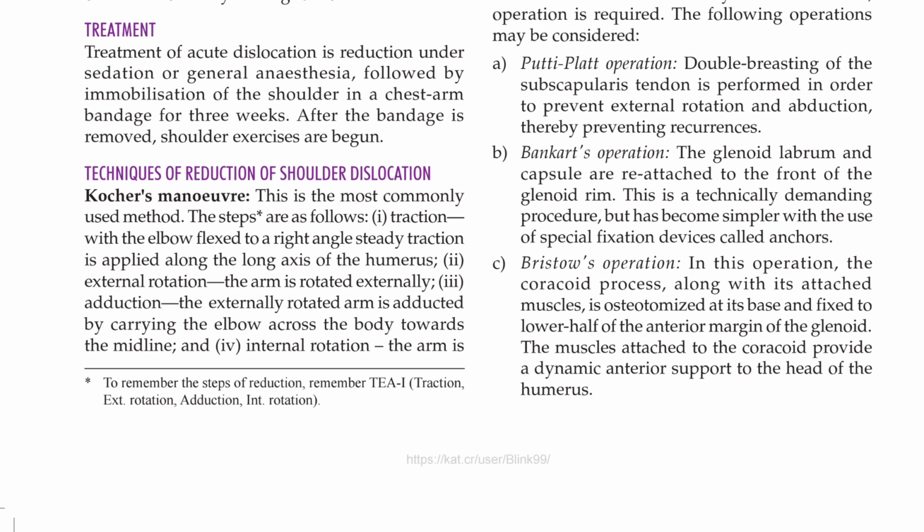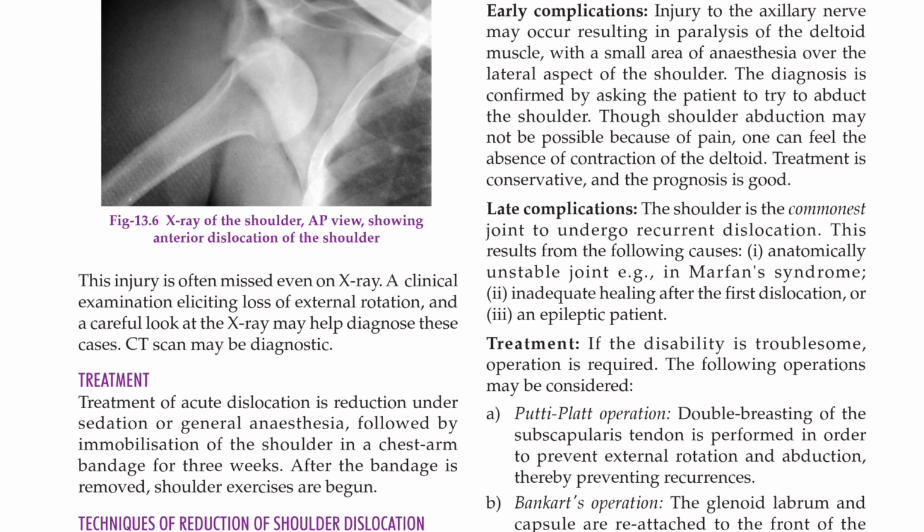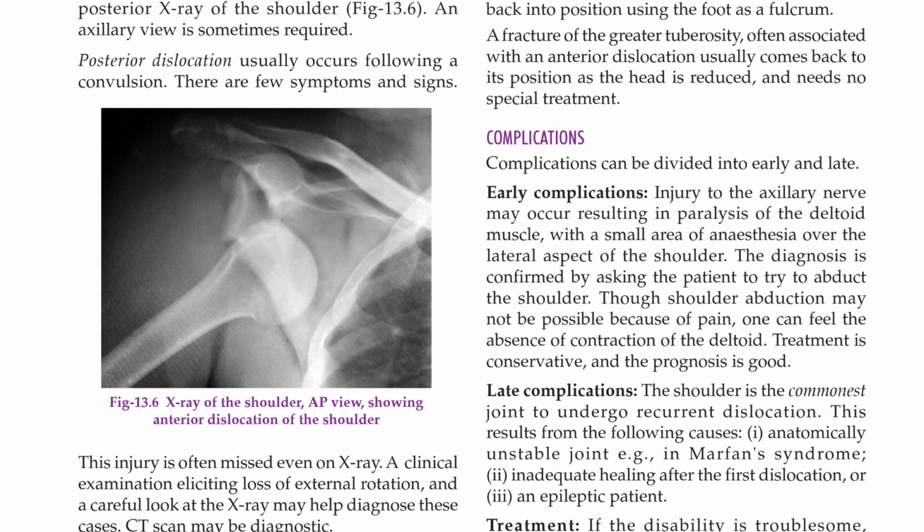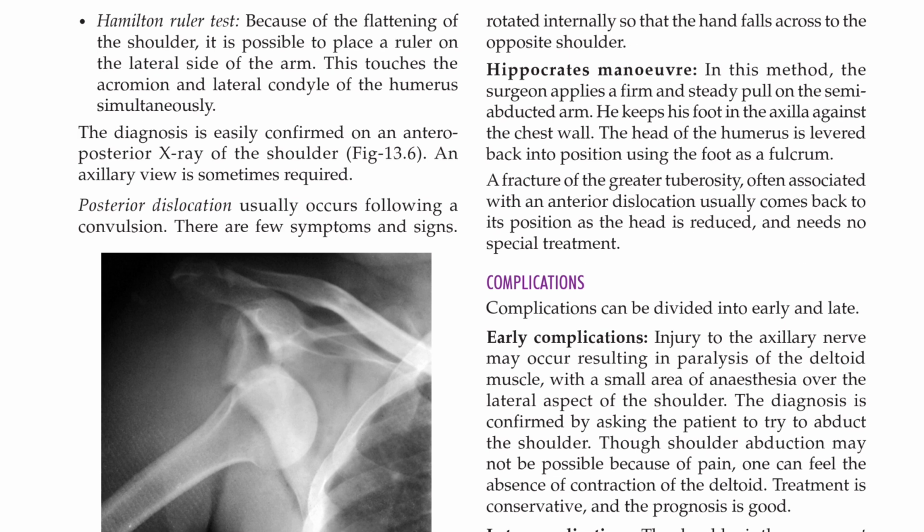So to remember the steps of reduction, remember TEAI: traction, external rotation, adduction and internal rotation. Okay. Now we will have another method that is called Hippocrates method. In this method, the surgeon applies a firm and steady pull on the semi-abducted arm, not a fully abducted, semi-abducted.